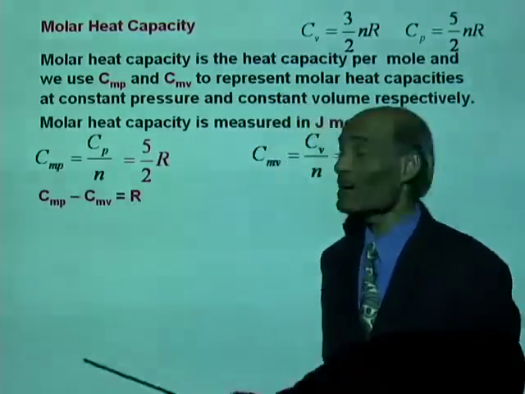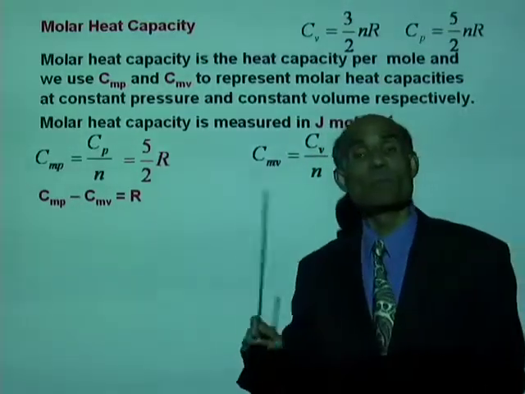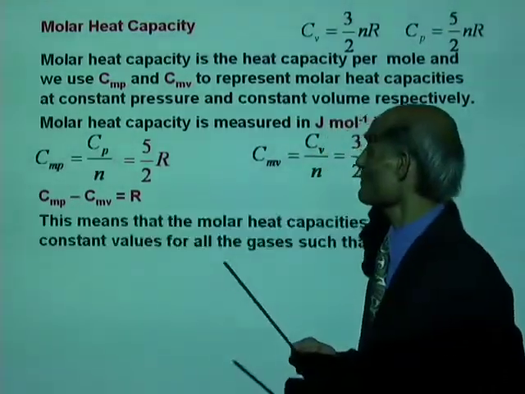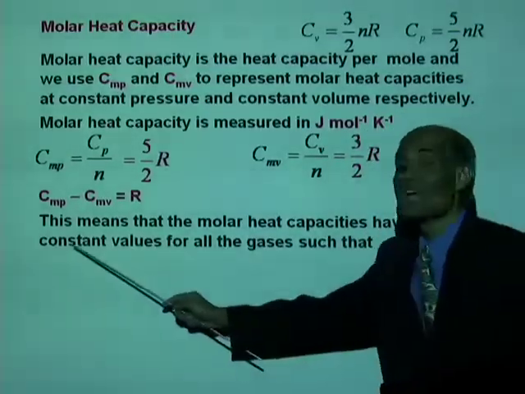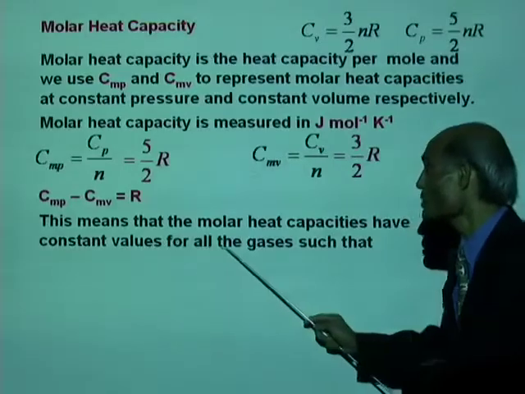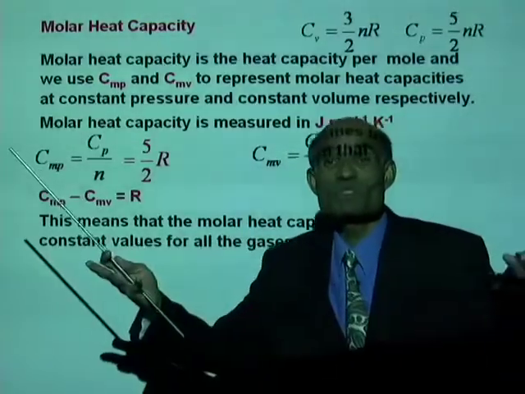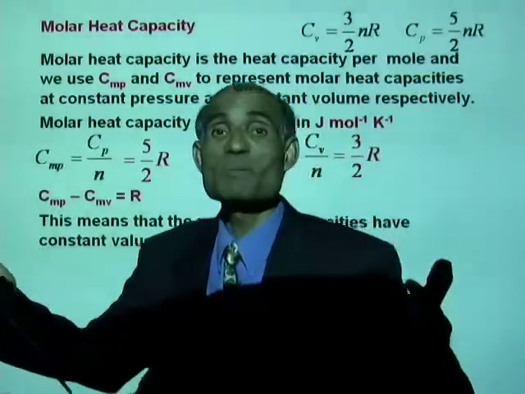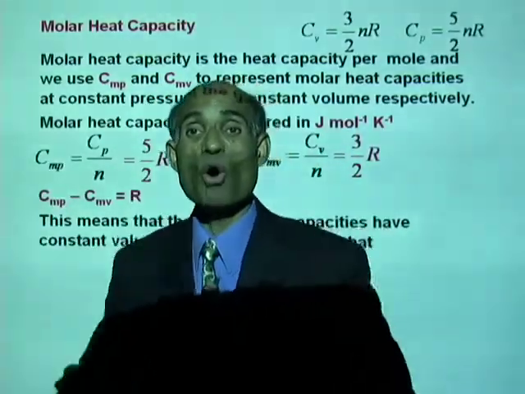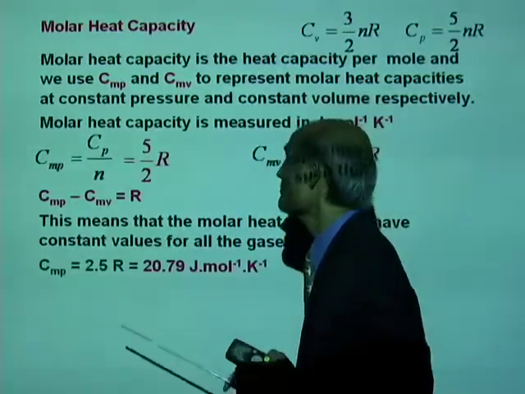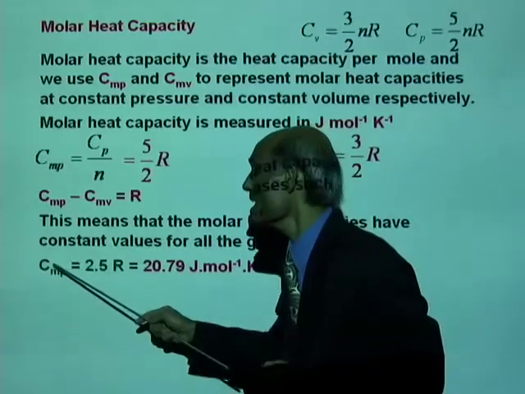Now the question is, is this true? Are we going to get that right? CMP minus CMV must be equal to R. Now this means that molar heat capacities have constant values for all gases. There is no difference between the values of CMP and CMV for any gas. They all will have the same value. And what will be that value?